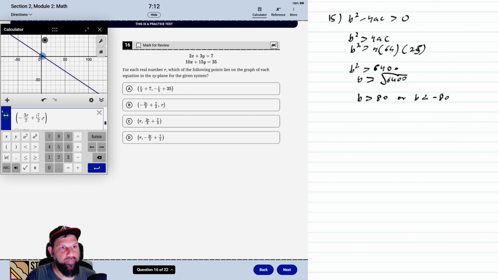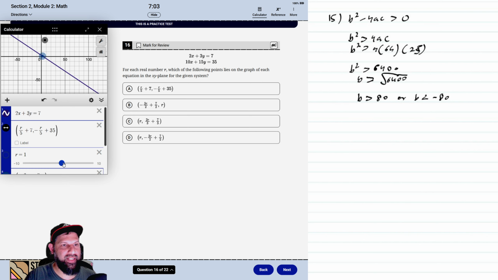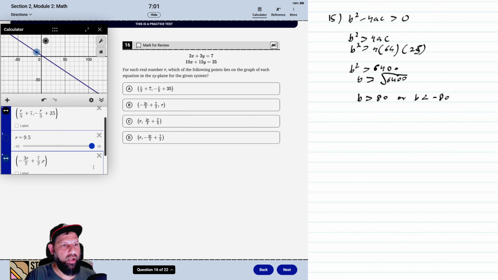Okay, and at this point, at this value of r, it does fall on that line. And if we keep sliding the bar for r up and down or left to right, that point never deviates from the line. So the answer is going to be B.